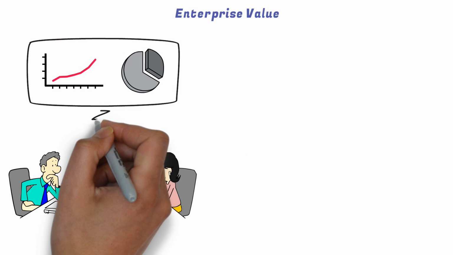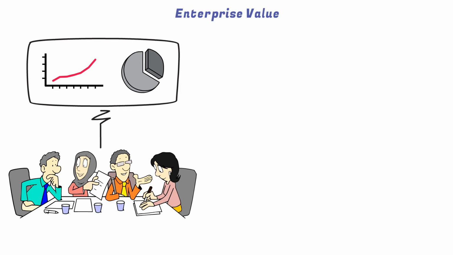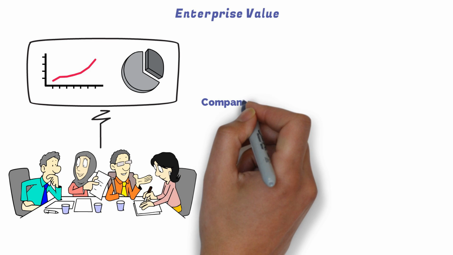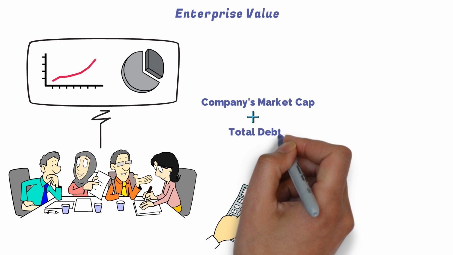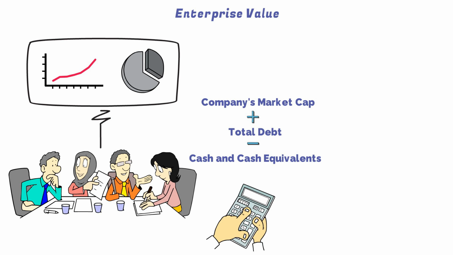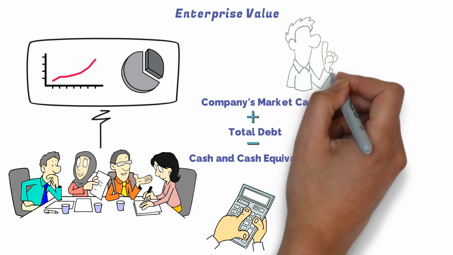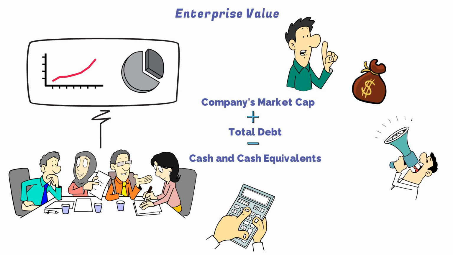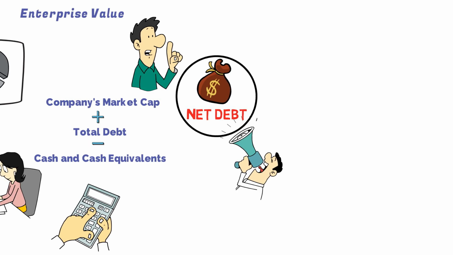Finally, we have enterprise value. This metric represents the total value of a company, including its equity and debt. It is calculated by adding a company's market cap to its total debt and subtracting its cash and cash equivalents. Enterprise value reflects the true cost of acquiring a company and provides a more accurate picture of its value. One of the advantages of using enterprise value is that it takes into account a company's net debt, and this can significantly impact its value.